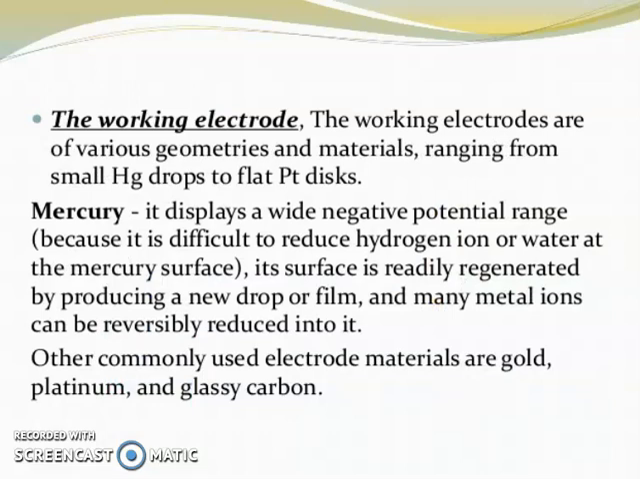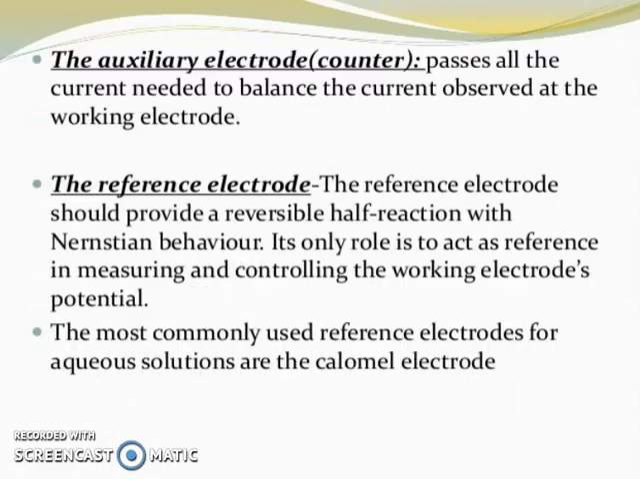So, what are the functions of the working electrode? The working electrodes are of various geometries and materials, ranging from the small mercury drop to a flat platinum disc. Mercury displays a wide negative potential range because it is difficult to reduce hydrogen ion or water at the mercury surface. Its surface is readily regenerated by producing a new drop or film, and many metal ions can reversibly reduce into it. Other commonly used electrode materials are gold, platinum, and glassy carbon.